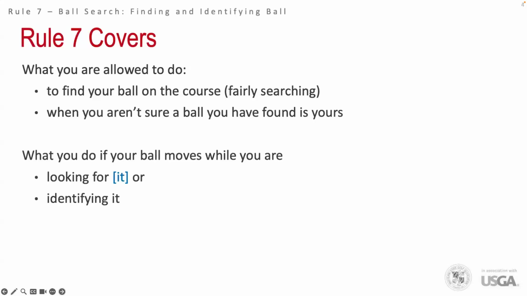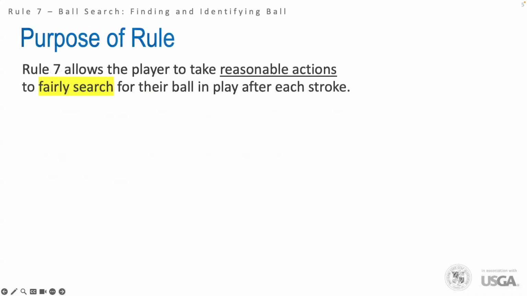So in Rule 7, we're going to cover what you're allowed to do to find your ball on the course, which is going to be known as fairly searching. And when you aren't sure a ball you have found is yours, we're also going to cover what you do if your ball moves while you are looking for it or identifying it. So again, the purpose of this rule is that it allows the player to take reasonable actions to fairly search for their ball in play after each stroke.